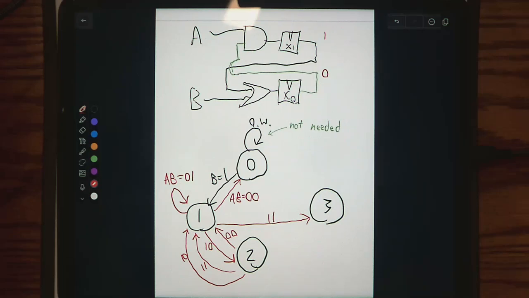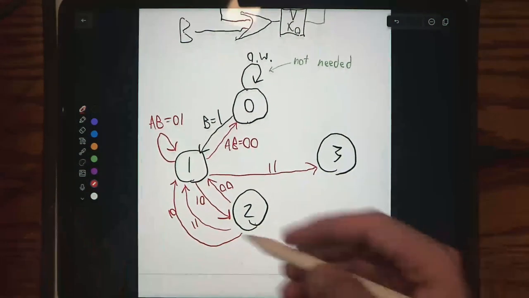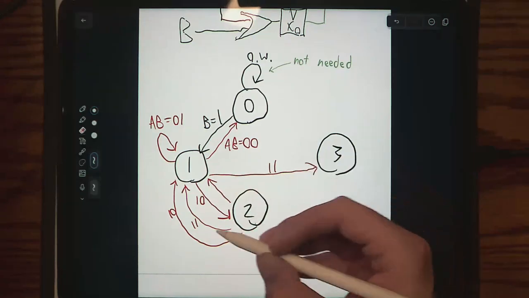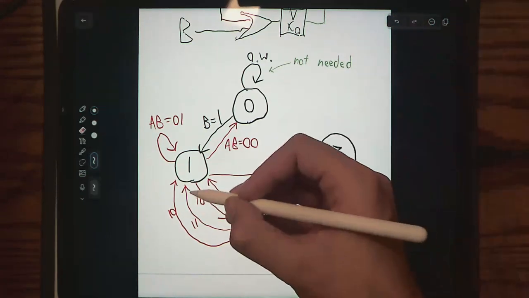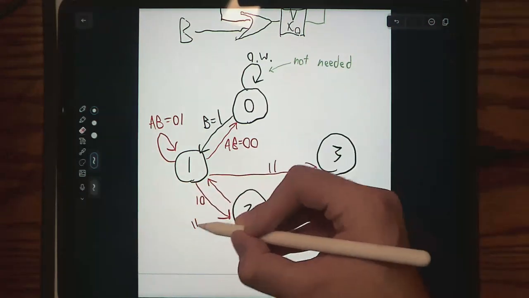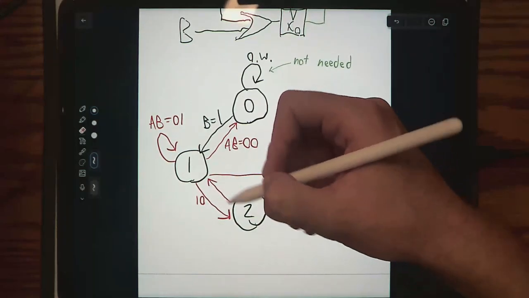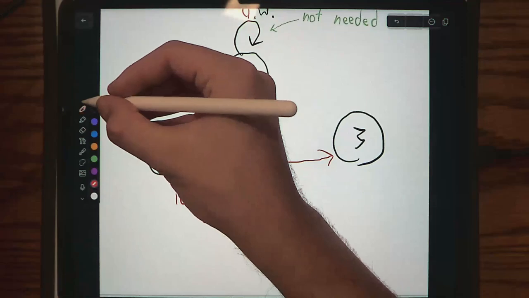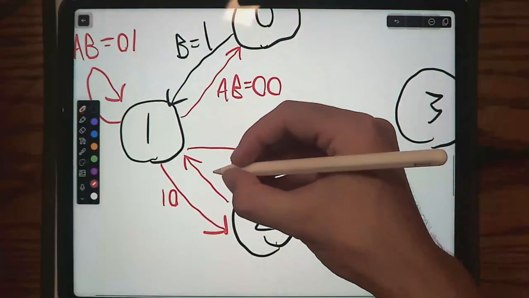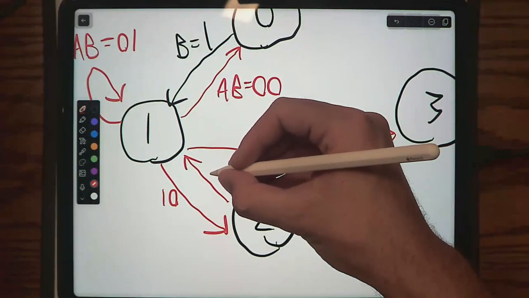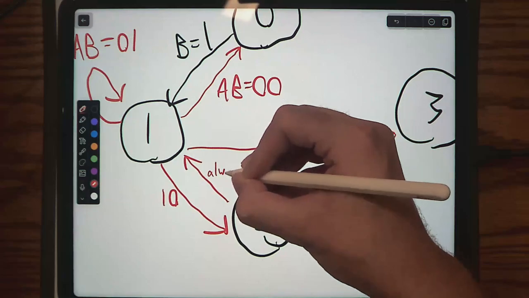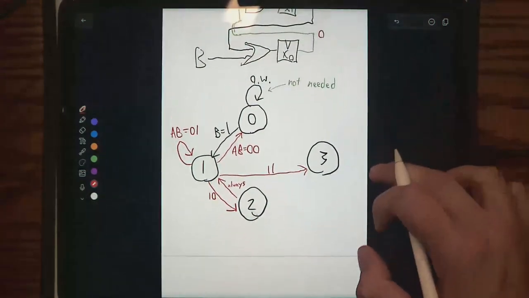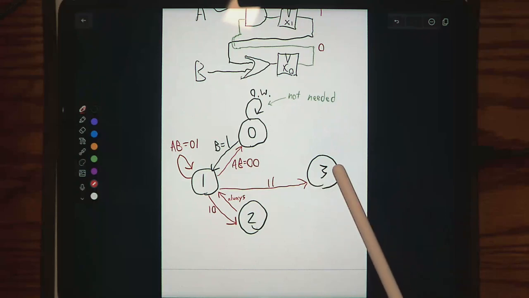I think that's right. Okay, so in that case, I'm actually just going to erase all of these little arrows because it would be much cleaner and clearer if I just have an arrow that is always pointing to that. So I'll say always. Okay, and finally we have one final state.